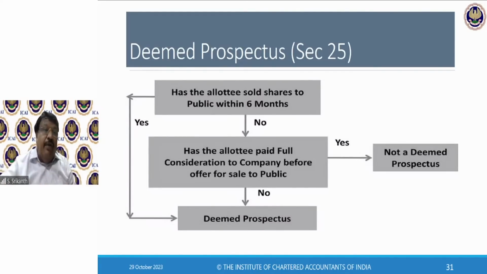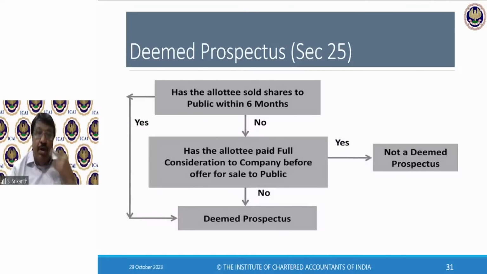Has the allottee paid full consideration to the company before the offer for sale to the public? If the answer is no, then it is a deemed prospectus. But if the answer is yes, they have paid the full consideration, then not yet. Even though it is within 6 months, if the allottee has paid the full consideration, it doesn't matter. It is not a deemed prospectus.